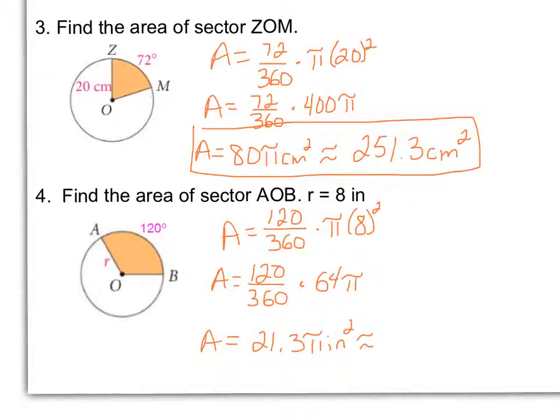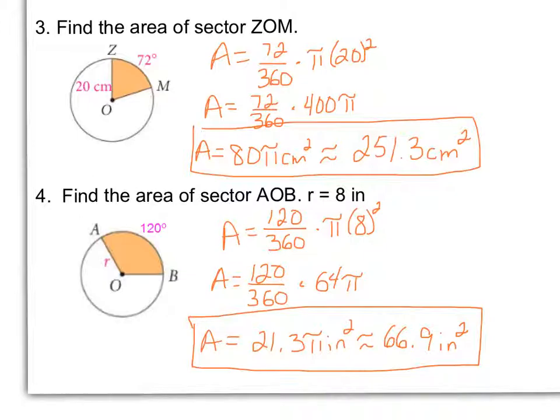And rounding this to the nearest tenth, it's about 66.9 inches squared. So that's the area of the sector, our shaded region there.